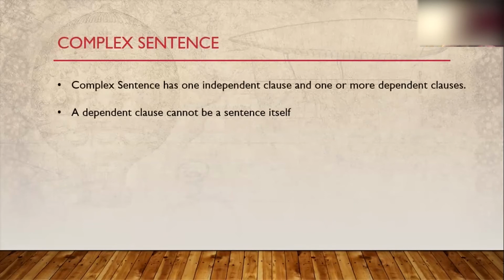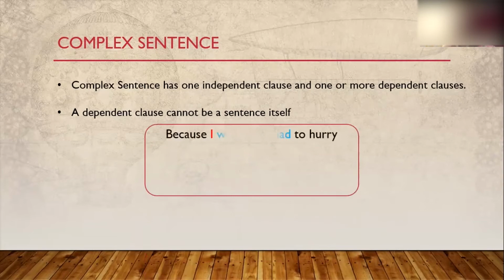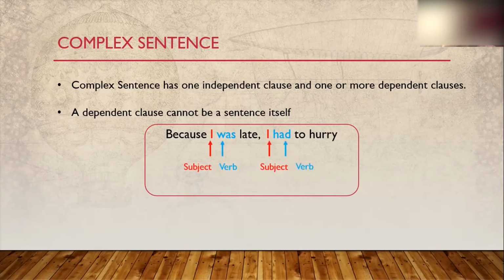Taking a look at the third type known as complex sentence. A complex sentence has one independent clause and one or more dependent clauses, which means a dependent clause gives us an incomplete thought. A dependent clause cannot be a sentence by itself. Because I was late. As we know, a dependent clause starts with a subordinating conjunction, making it a dependent clause.